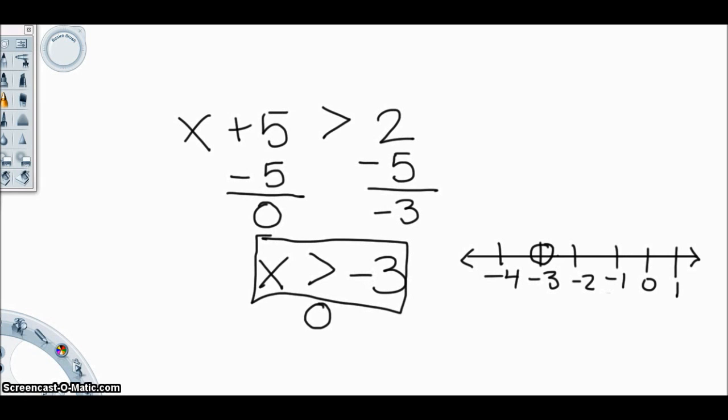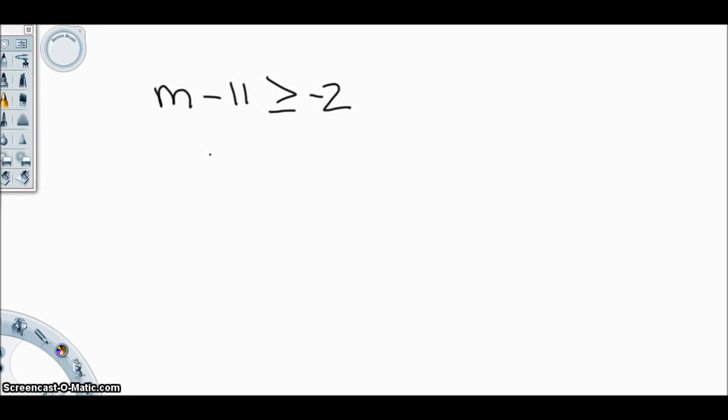Now I need to look. x is greater than -3. So which numbers are greater than -3? -2, -1, 0, and 1. Those are the ones that are greater than. So I'm going to shade in that side of my number line. Make it nice and dark so we can see that we clearly shaded it in. And we're going to fill in the arrowhead as well. Now it shows me that all the numbers are the solution. So -3.5 doesn't work, but -2, 0, 1 million, they all work.